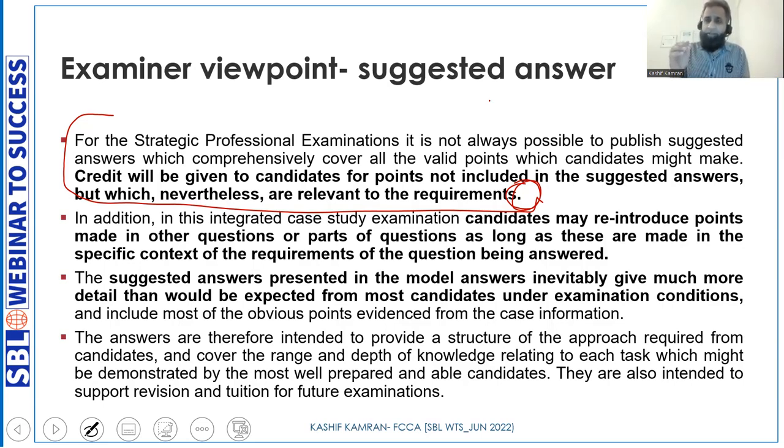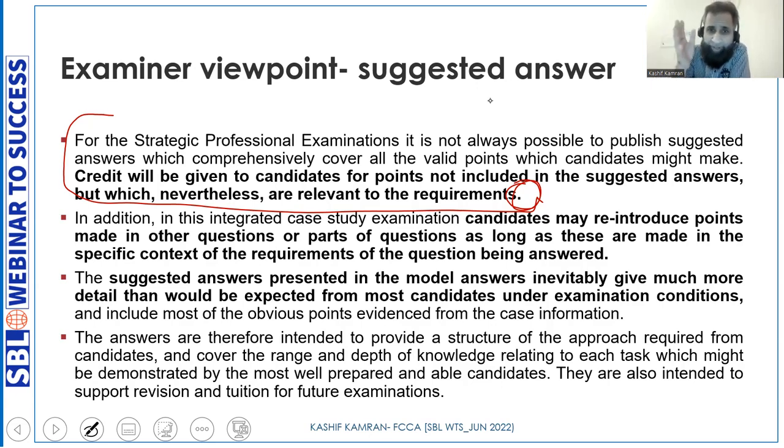But the point relating to the myopic approach, which you have already utilized in that answer, later in another requirement you think that this point needs to be addressed again in a different context. So you can reintroduce the point in your answer in a different context or from a different perspective. Is that clear to all of you? Because it's an integrated case study, right? So one point can have different perspectives.